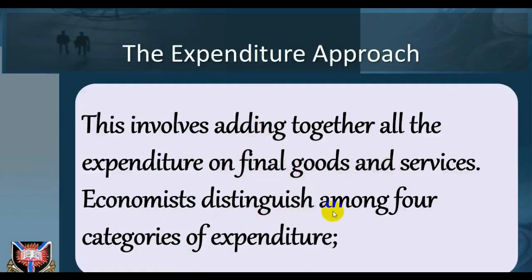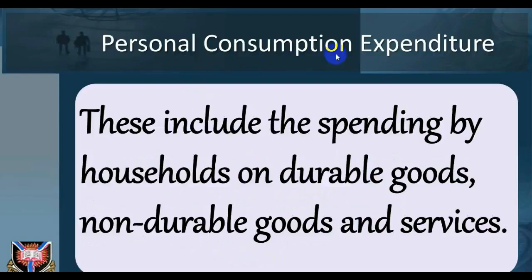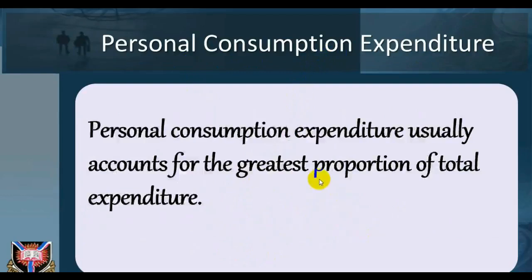Economists distinguish among four categories of expenditure. 1. Personal consumption expenditure. These include the spending by households on durable goods, non-durable goods, and services. Personal consumption expenditure usually accounts for the greatest proportion of total expenditure.